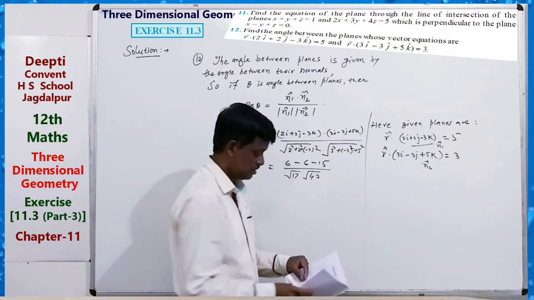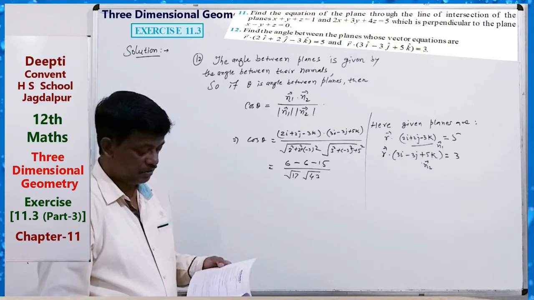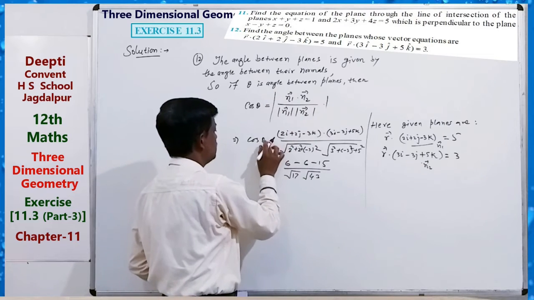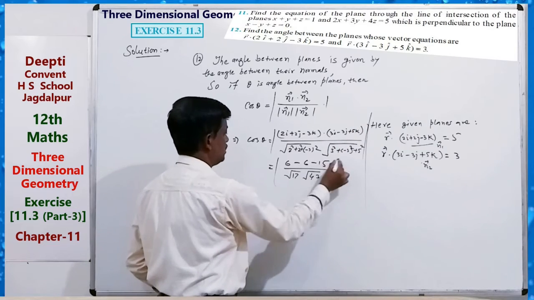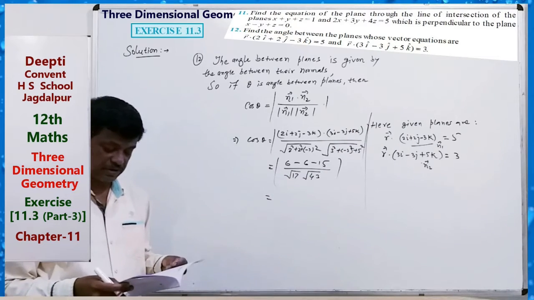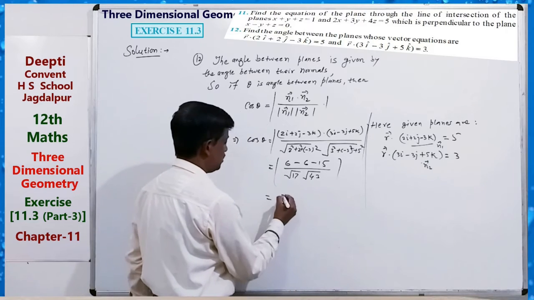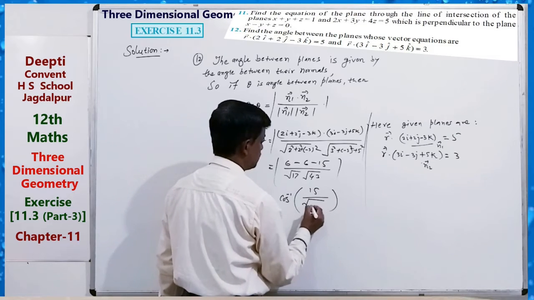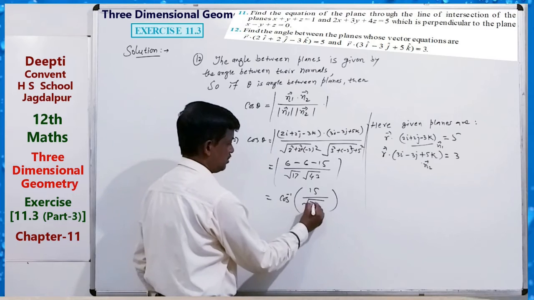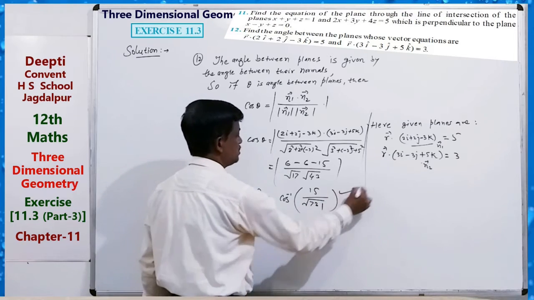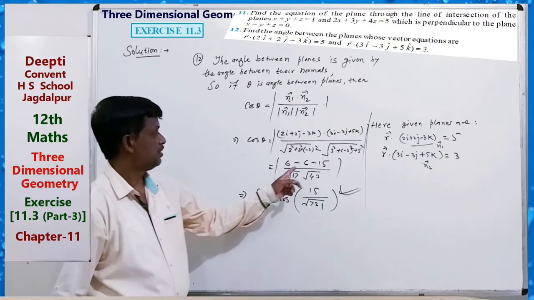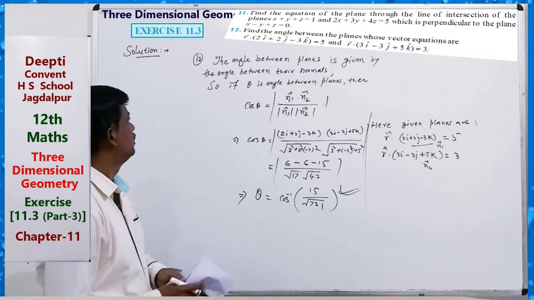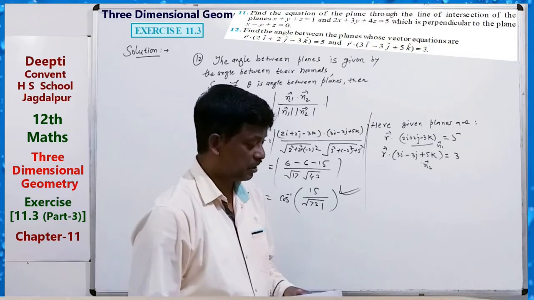So this is given by, so what is the angle between these two? And also, since the modulus sign is there, we take the modulus, so we can simplify it. It is 15 by root 731. Theta equals cos inverse of 15 by root 731. So this is the angle. Clear? So plus 15, and this into this is 731. This is the required angle. Okay? So very simple.